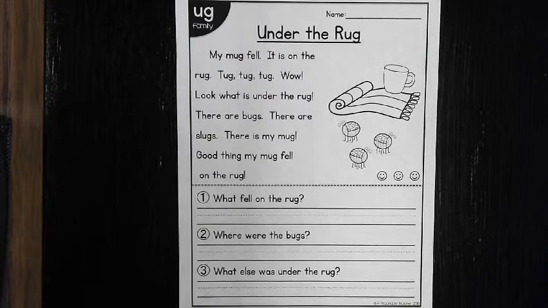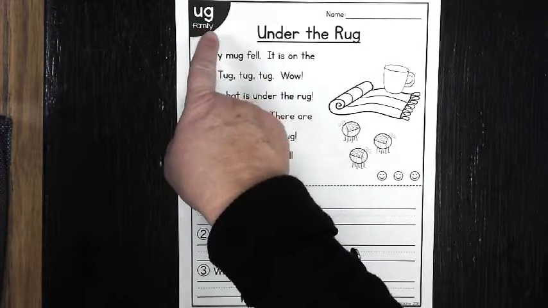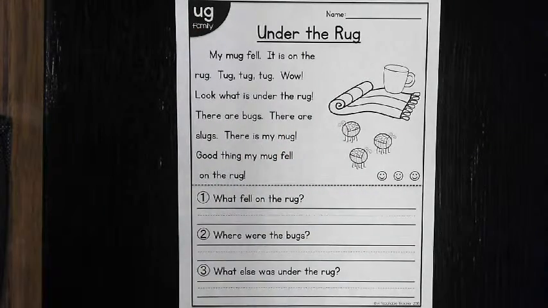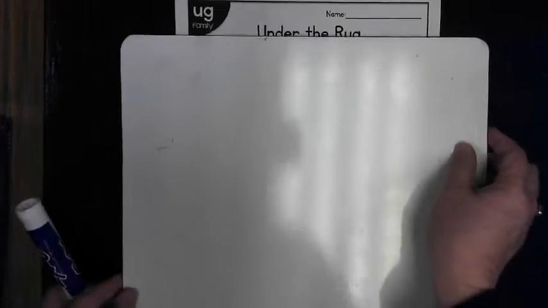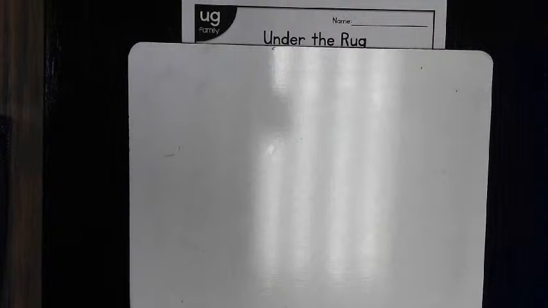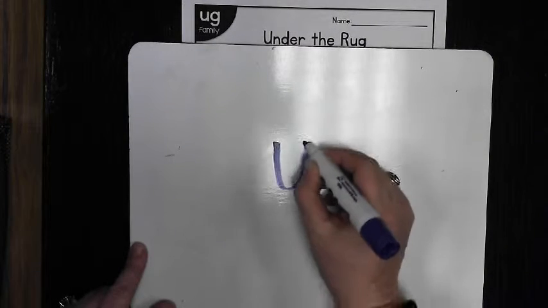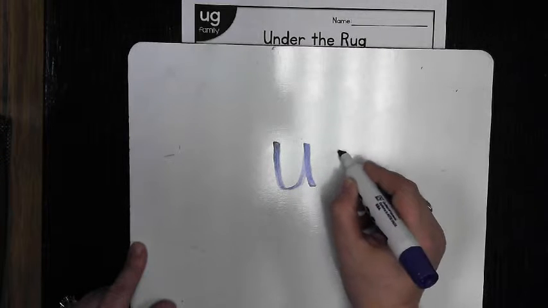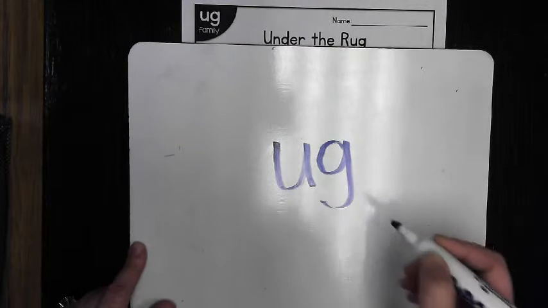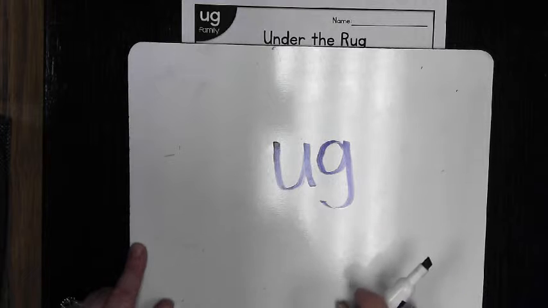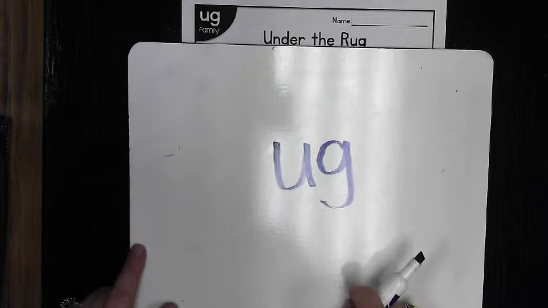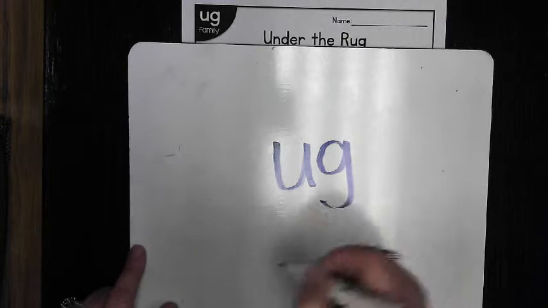So in today's story, we're working with the UG family. The UG says UG. So let's go ahead and look at that. A U says U, a G says G, and together they say UG. So let's look at some different letters we could put at the beginning of the UG sound and think about what word they would create.